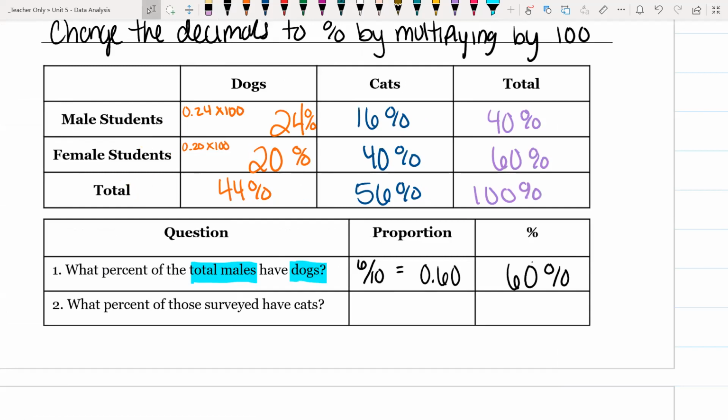Okay. What percent of those surveyed, so the total number, have cats? Well, the total number of people that have cats. This one, we already did that number. So some of them you have to do a new ratio for, and some of them you might already have. It just depends on the questions that are being asked. So in this case, we already know 56% of the total people surveyed have cats.